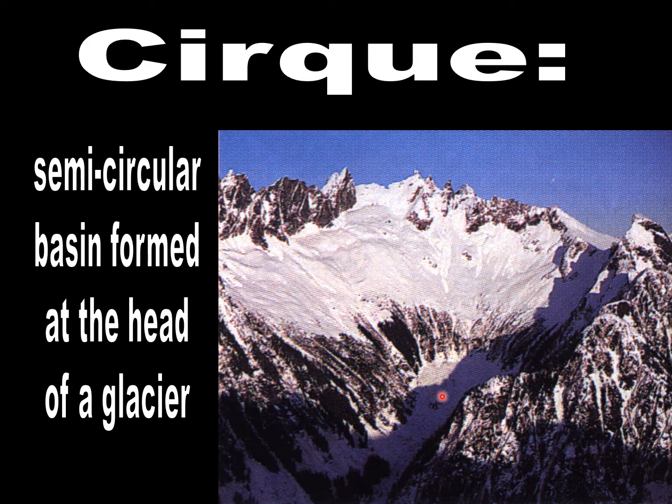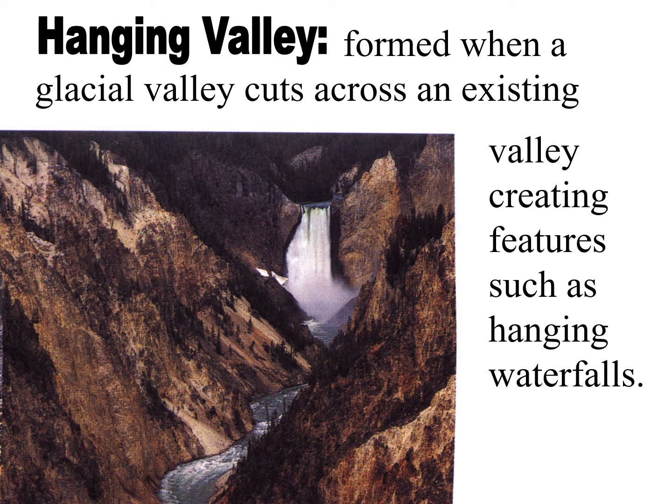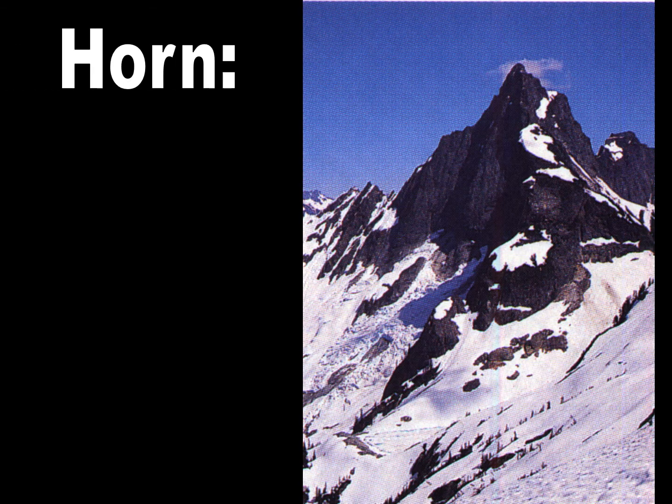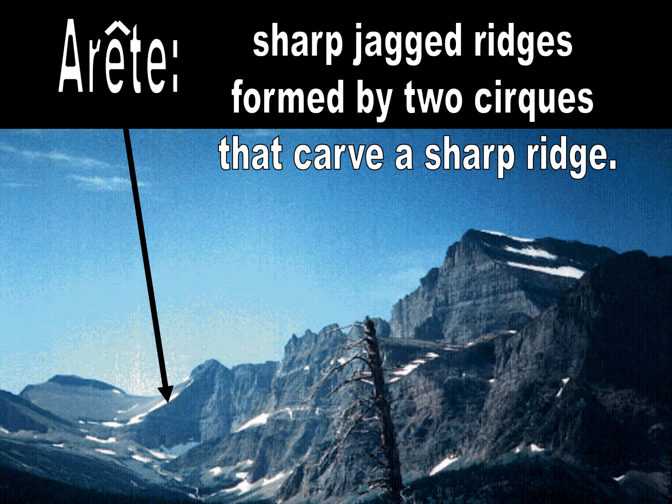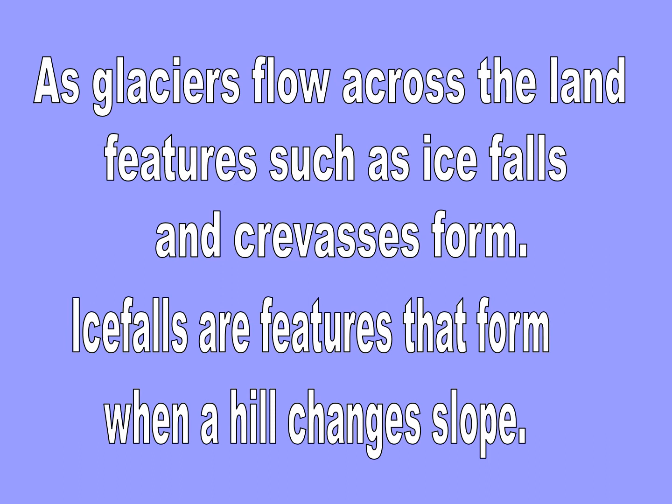You can see it is very efficient at carving this out in the glacier. There's a hanging valley. There's a horn. 3 or more cirques cutting into a peak will sharpen it to a horn. And from a distance, we see an arête. Just like I explained, the glaciers on either side endlessly carving the high point of the valley between them into a sharper edge. As a glacier flows across the land, features such as ice falls and crevasses form.